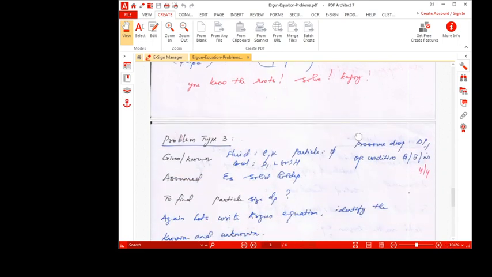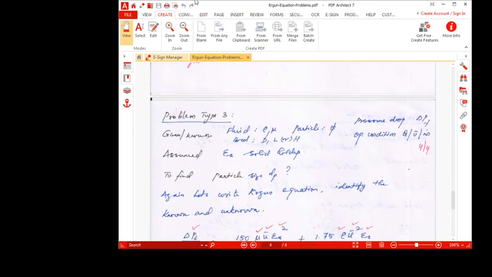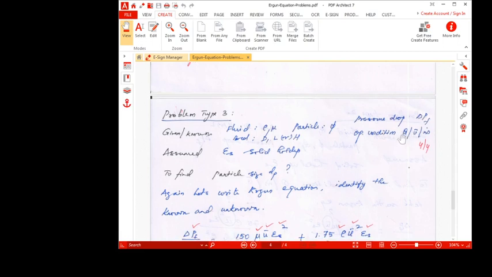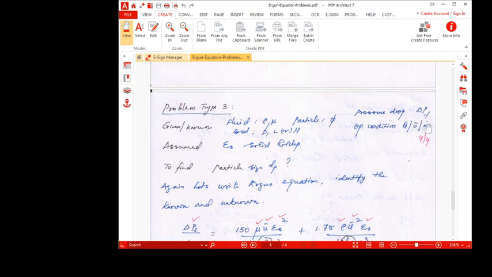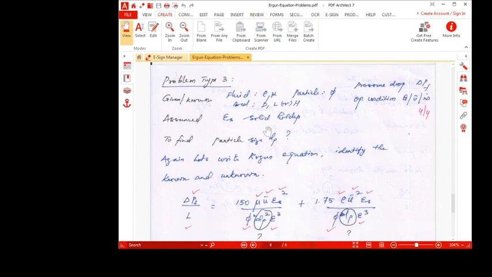So let's go to the third type. Now in the third type, again the fluid properties are known, the bed dimensions are known, and the pressure drop is known. The operating conditions are given either as volumetric flow rate, or u bar, the average velocity, or as m dot, the mass flow rate. What is not known is the particle size. Solid holdup is either given in the question or it is assumed.